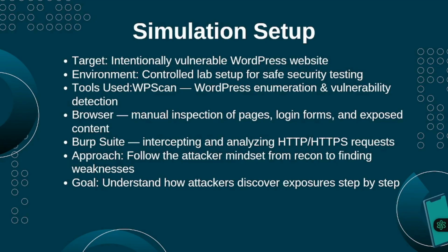Before we start the assessment, let's understand the simulation setup. We are using an intentionally vulnerable WordPress website in a controlled lab environment. That means this is not a random public site and this is not unauthorized testing. Next, we use WPScan. It helps us identify the WordPress version, enumerate plugins and themes, and detect known weaknesses. Second, we use a normal browser, and this is important because attackers often learn a lot just by looking carefully at what the website exposes publicly. Third, we use Burp Suite. This allows us to inspect requests, responses, headers, cookies, and parameters to better understand how the application behaves. Then tie it together.